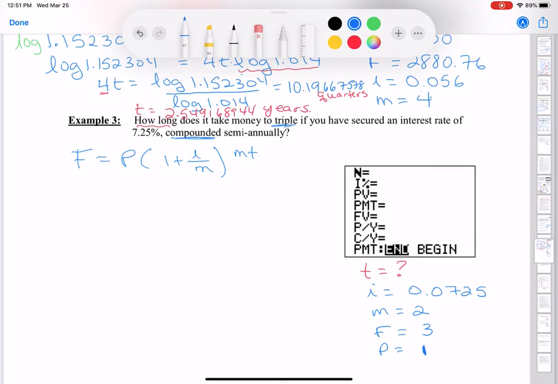All right, so I'm going to use the easy numbers. So this is 3 equals 1 times (1 + 0.0725/2) to the 2t. And so this is simplified down.